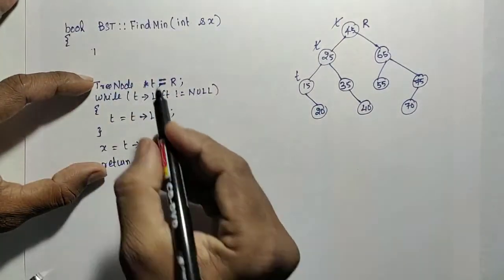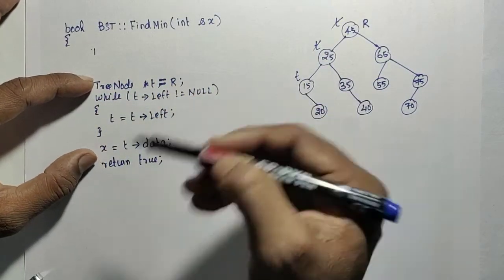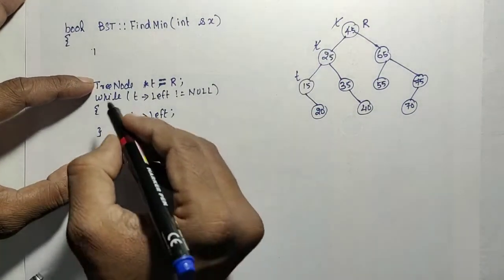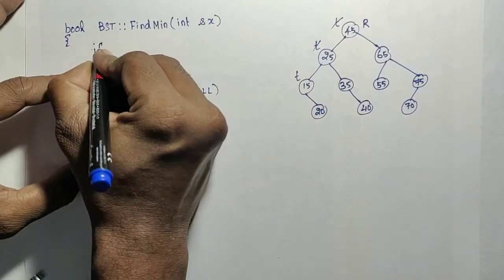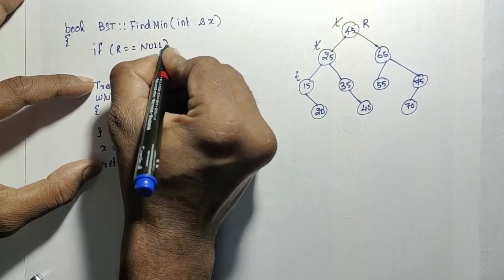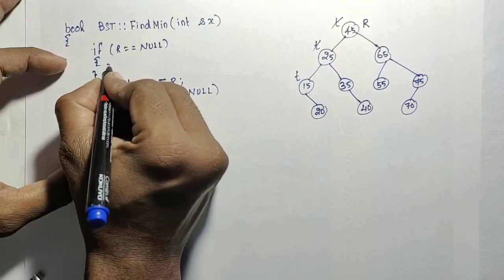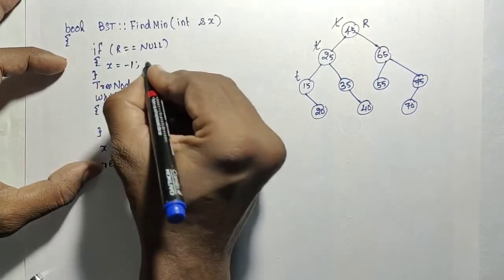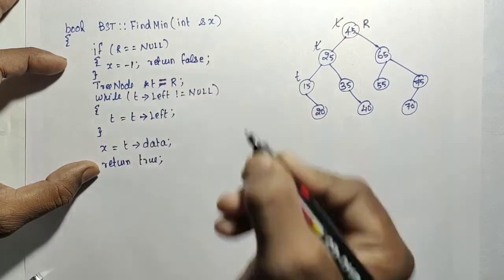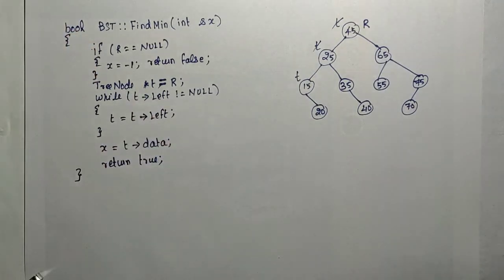Before that, we need to check whether the tree is empty. In that case the tree cannot be traversed, so we cannot find the minimum element, so I have to return false. That needs to be checked before starting. That is, if r equal to null, the tree is empty, I need to return false. It means x needs to be updated with some value like -1 and return false. So I cannot find the minimum and return false. So this is the termination here, and then you have to start searching.